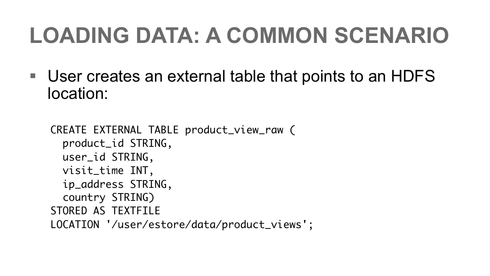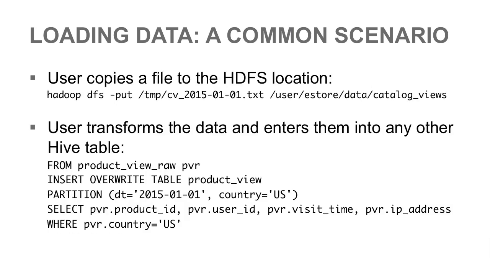So what would we do with such a table? One of the common things would be for a user to copy a file to this HDFS location. For example, here we are saying hadoop dfs -put, and then our file in the temporary directory, and we put it in the location of the table. Then the user can transform the data, refine it, extract something interesting, and in our case, we are going to access this raw data and then use insert overwrite table. This is how we get results of our queries in new files. We can indicate the partition that we are creating, and then there is the query with select and where clauses.